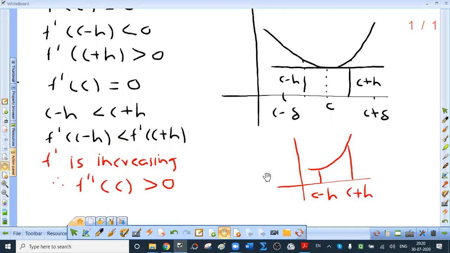Now there are three possibilities about the second derivative at x equal to c. First possibility, the second derivative is negative, so the function has a local maximum at that point. Second possibility, f double dash of c is positive, the function has a local minimum at that point. Of course, f dash of c has to be 0 in the first case and in this case also. Now the third possibility is f double dash of c equal to 0. In that case, the second derivative test fails, so we have to go for the first derivative test.